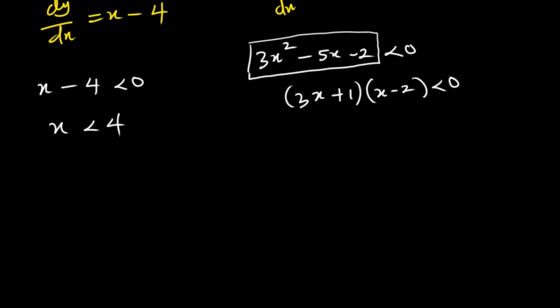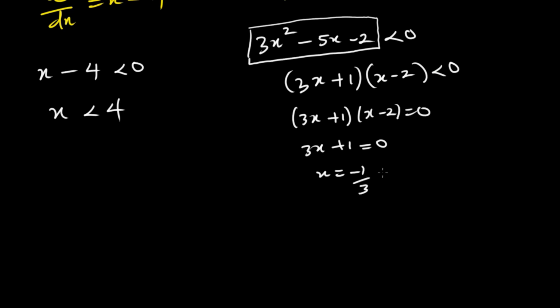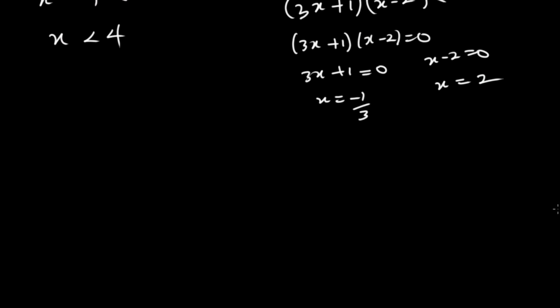To solve this, as I explained in the first example, it's trickier to solve a quadratic inequality. The first thing you have to do is to assume that you are equating them to 0. So 3x plus 1 times x minus 2 equals 0. To solve this independently, in the first case 3x plus 1 equals 0, and then I have x equal to negative 1 over 3. For the second factor, x minus 2 equals 0, and I have x equal to 2. So I have two answers: the first one, x equal to negative 1 over 3, and the second one, x equal to 2. Again, I'm going to draw a table.